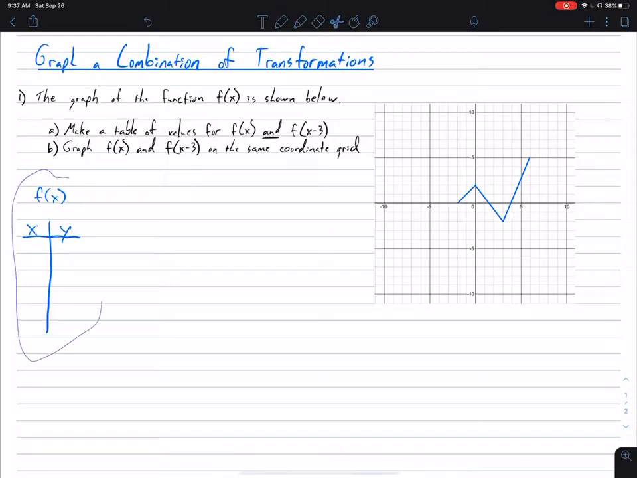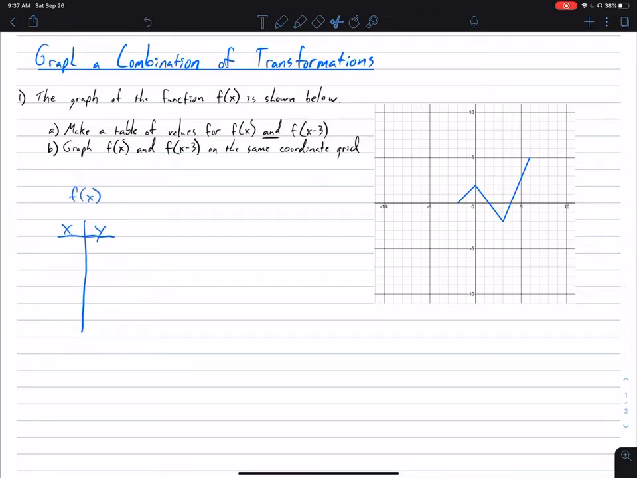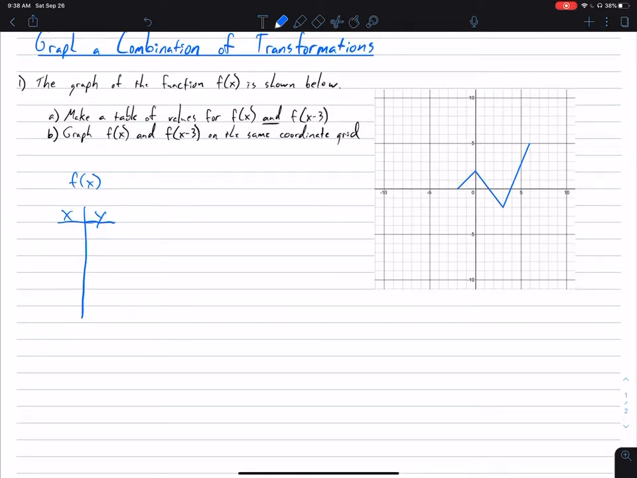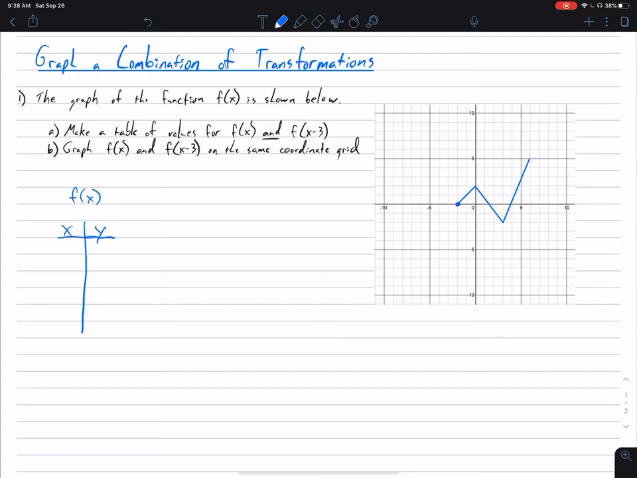So let's take a look at f of x. Let me just slide this over. So we have f of x, and then we have our x and y points. So I'm going to take those from the graph. All right. So here, looks like I have -2, 0. Here we have 0, 2. Then 3, -2. And then let's just go right to 6, and we have 6, 5. Okay, so we'll use those 4 points.